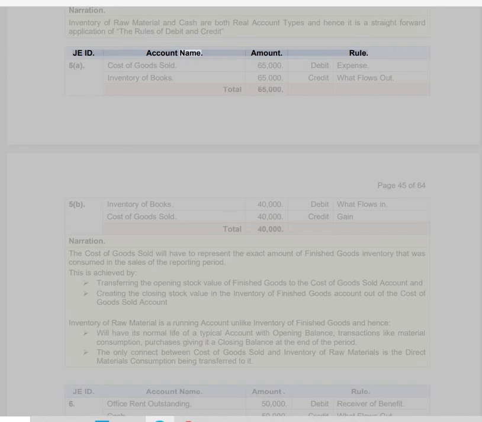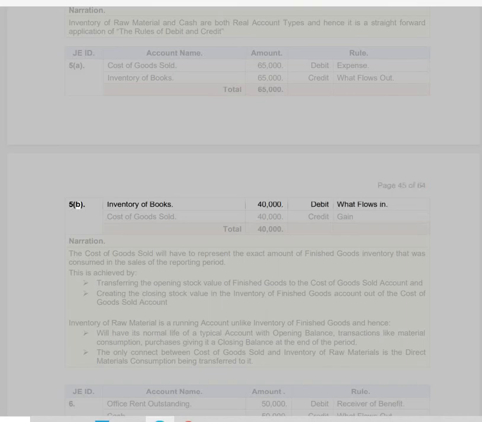JEID, account name, amount, rule. 5A. Cost of goods sold, 65,000, debit, expense. Inventory of books, 65,000, credit, what flows out. Total 65,000. Page 45 of 64.